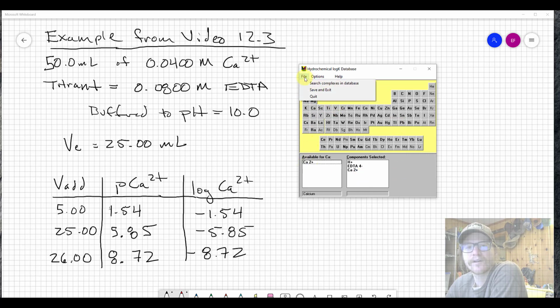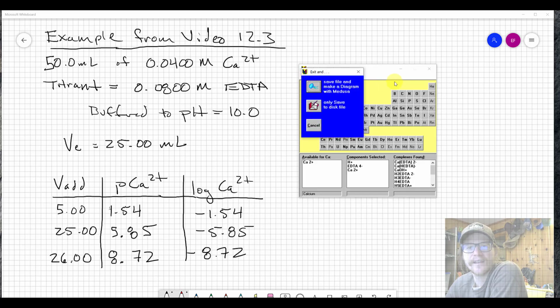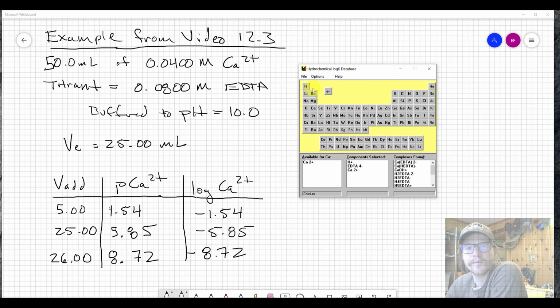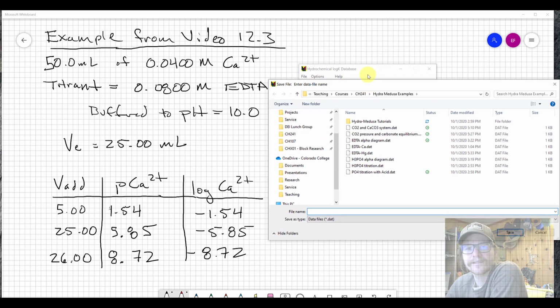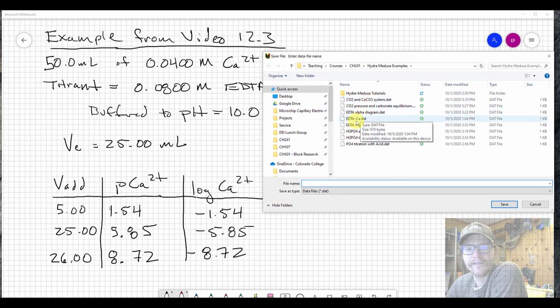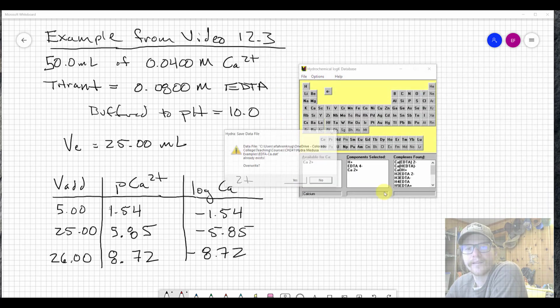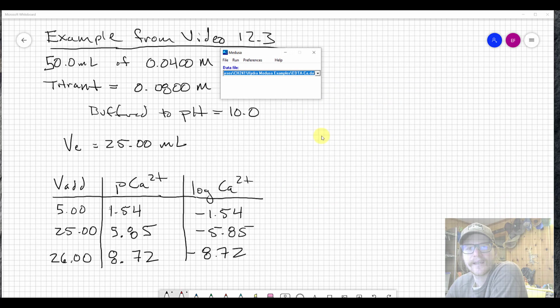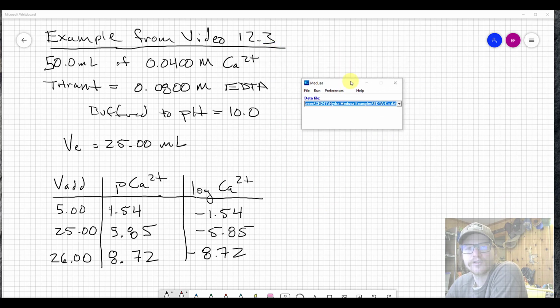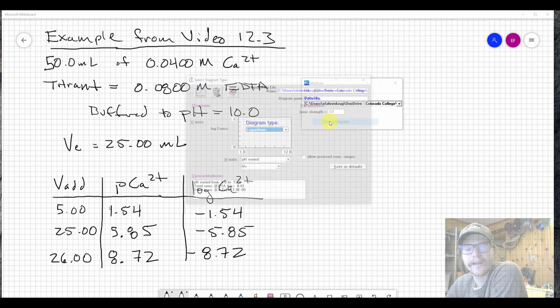So that's it. I'm going to go to file, save and exit, and then save file and make a diagram of Medusa. I just ran this before, so I have a name, EDTA-calcium. I'll just overwrite this and click yes. And now we're presented with Medusa. Everything is in the form that we need it to be in, so we don't need to do any exchanges of components. I'll click run and then make a diagram.